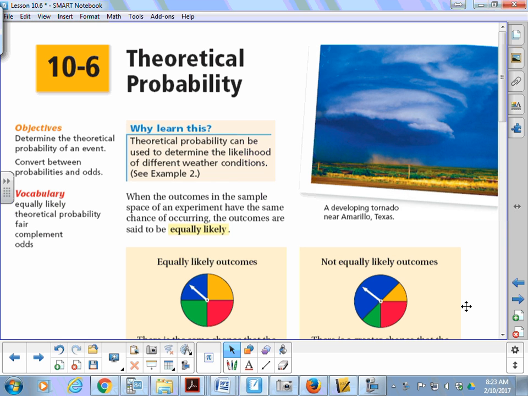Today we're going to talk about theoretical probability of an event and converting between probabilities and odds. Yesterday we looked at experimental probability, so they actually conducted an experiment, got some results, and then we found probabilities. With theoretical probability, it is what we expect is going to happen. So basically, if I flip a coin 50 times, I expect I'll get 25 heads and 25 tails because those are both equally likely, right?